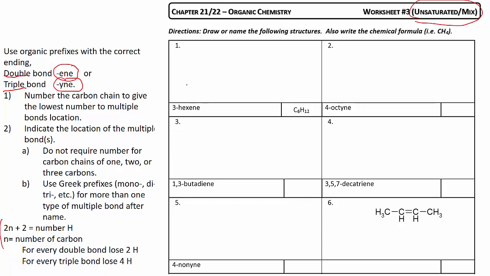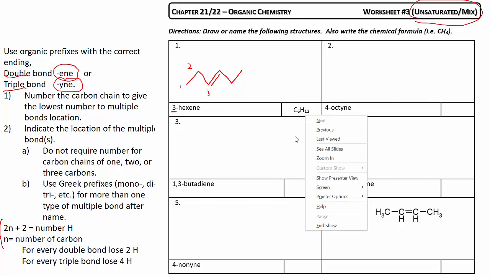Hexane, or hexene now. Hex, 1, 2, 3, 4, 5, 6 carbons. But our difference is now we had the 3 carbon. So carbon 1, 2, at the third carbon is where we start a double bond. And to show the double bond, we're just going to have a second line put in. Now that double bond does eliminate how many hydrogens we can have. So it actually takes 2 less hydrogens. So instead of C6H14, it's now C6H12.